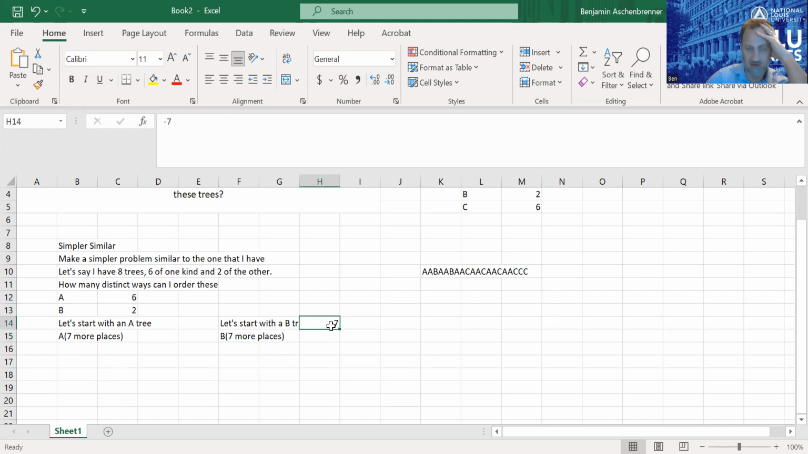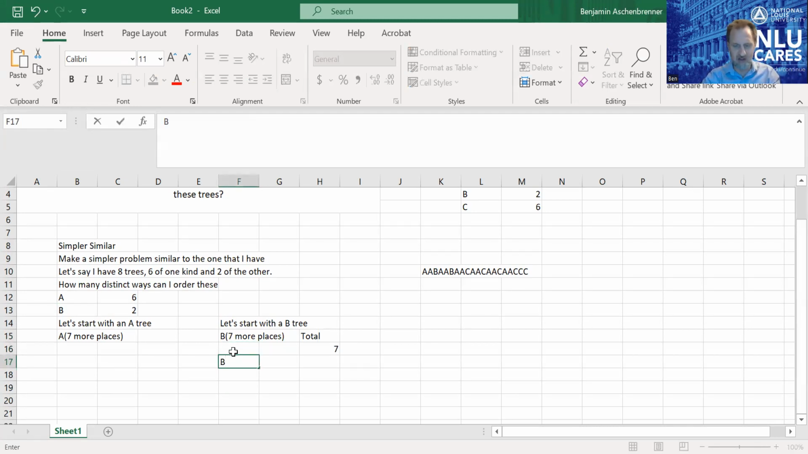And just to prove that's true, I can work through it real quick. B, and then I got my B, A, then B, A, B, A, A, B, A, B, A. So this B is going to take 7 different places, which means that at the end of the day, there's 7 different ones where B is the first tree.